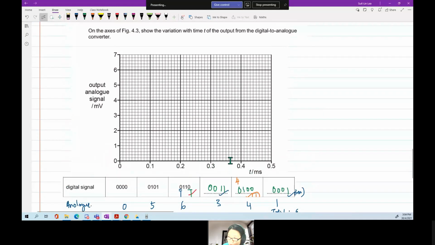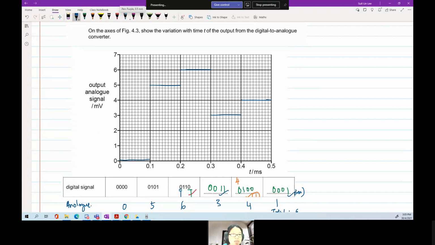Time to draw. Okay, so at time equal to 0, our reading is 0. So it will be 0 all the way until the next sampling. We sample again at 0.1 millisecond, we will get 5. 5, 5, 5, 5, 5. Until we sample again, we will get 6. Sample again, we get 3. 3 is here. And finally, sample again, we will get 4. 4 is here. Cannot draw 1, no space.